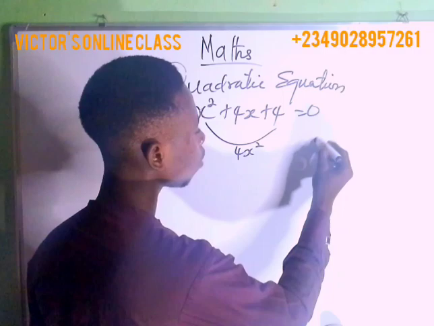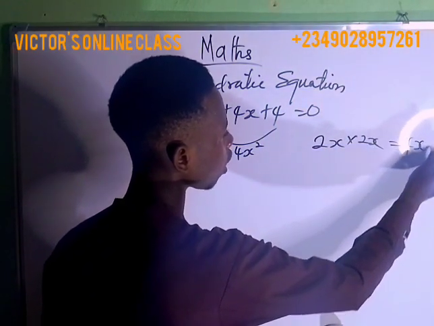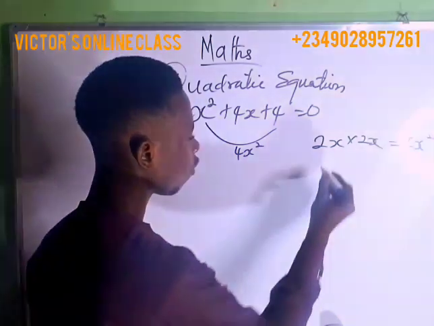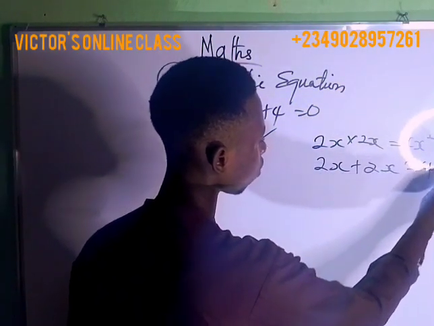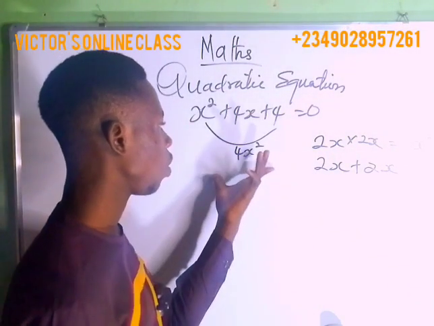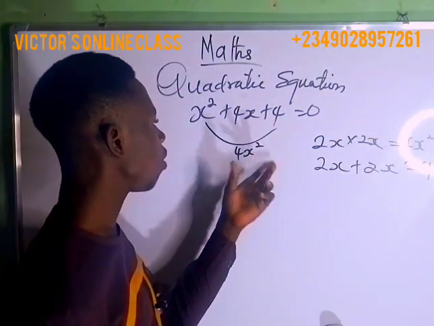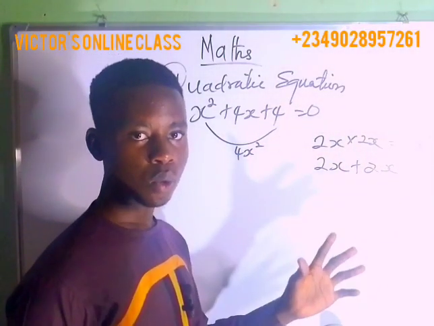Now check: if you multiply 2x by 2x, you have 4x squared. If you add 2x and 2x, you have 4x. You see that 2x satisfies this equation. Now we substitute 4x with 2x plus 2x, and that will get our answer.